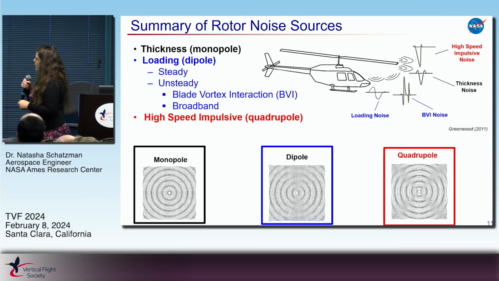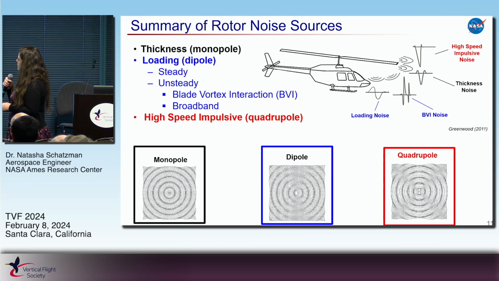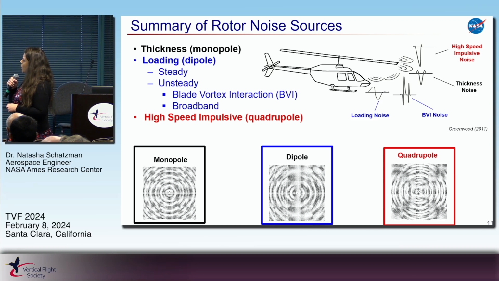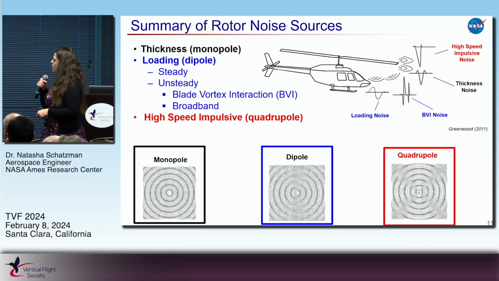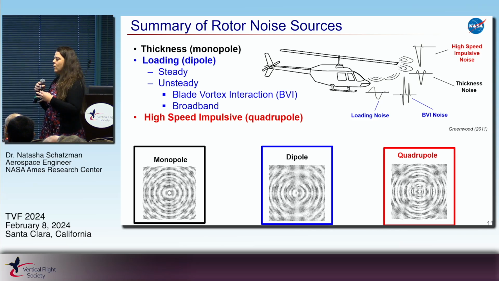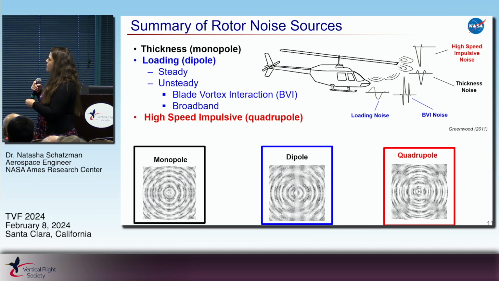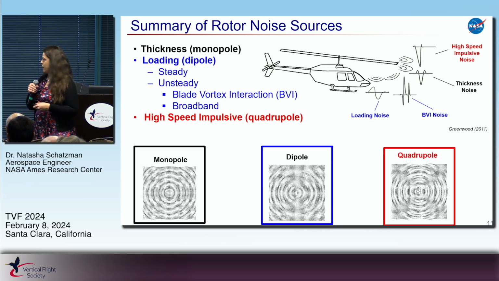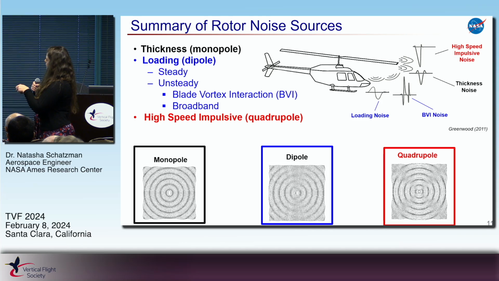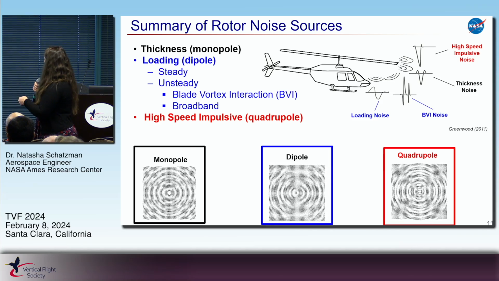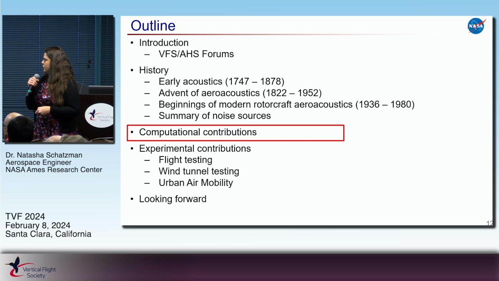Now for loading, we have steady and unsteady terms. For the unsteady terms, we have that blade vortex interaction right here, or the BVI, and also broadband noise. And that is a term of a dipole. So that is this form here. So this is how that sound is radiating out from the source. Now moving on to quadrupole, which is the high-speed impulsive noise. And that is the one over here. And I would like to point out that this lovely figure is by Greenwood, or Professor Greenwood now at Penn State. Now I'd like to move on to computational contributions.